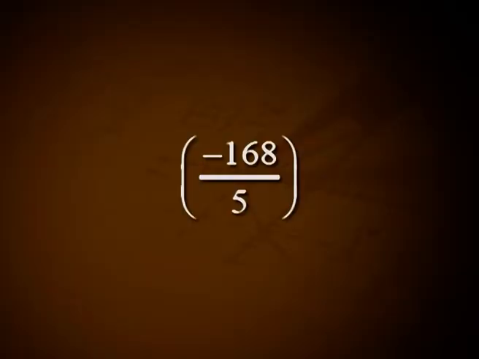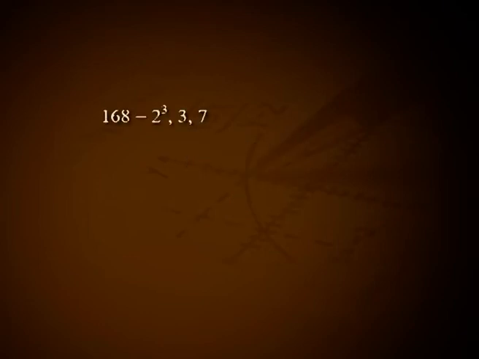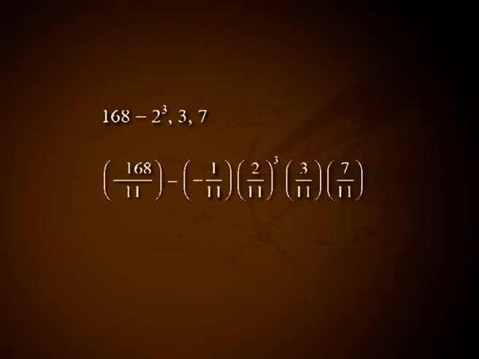Example 7. Evaluate the Legendre symbol (-168/11). Since 168 = 2³ · 3 · 7, (-168/11) = (-1/11)(2/11)³(3/11)(7/11), which is equal to (-1)(-1)³(1)(-1), which is equal to -1.